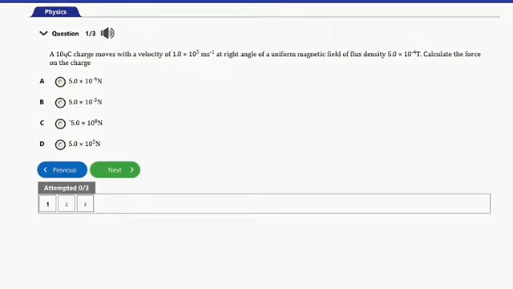So guys, if we use the formula that force is equal to BvQ, where B is the flux density, then v here, we can use this velocity, and then Q is the charge. So we are going to have that this force will be the flux density 5.0 times 10 to the power of negative 4 times 1.0 times 10 to the power of 5, then times 10 microcoulomb. So 10 microcoulomb is 10 times 10 to the power of negative 6 coulomb.